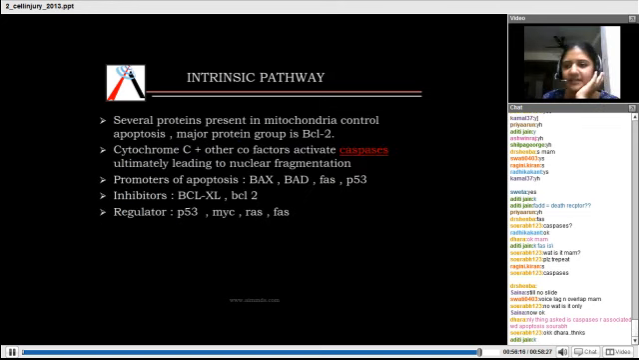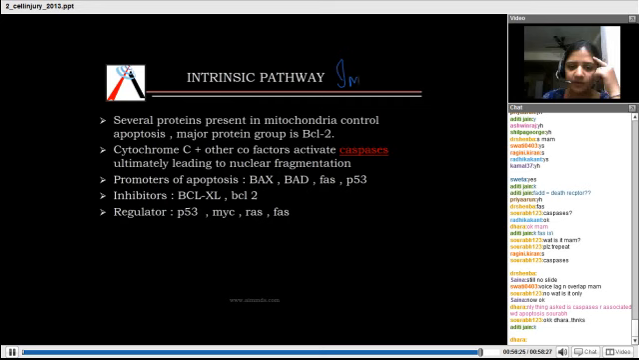Then we go to the intrinsic pathway. Now the intrinsic pathway is a little more important because there have been a couple of MCQs on this. I want you all to concentrate. All of you with me, right? Okay. Now first thing, it happens inside the mitochondria. So let's draw one mitochondria there.